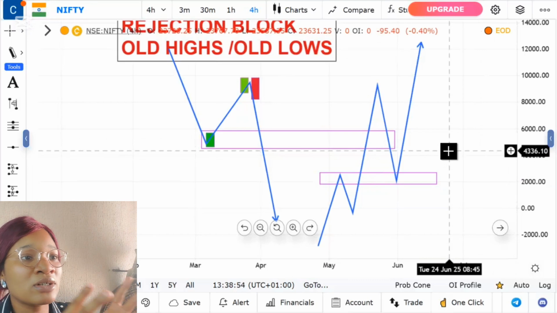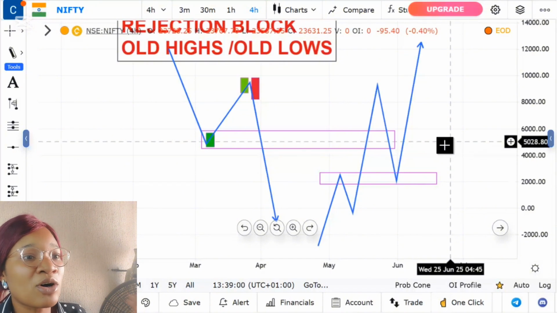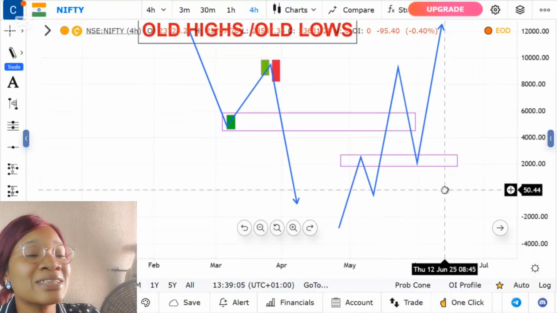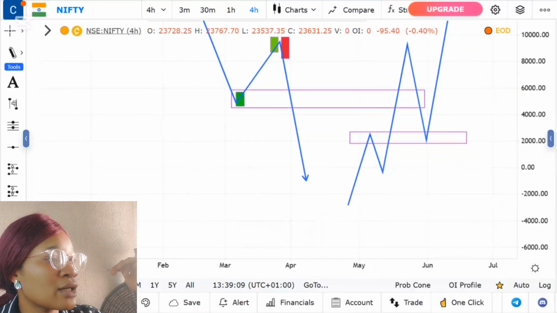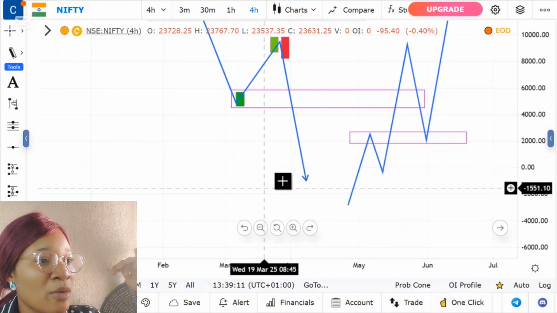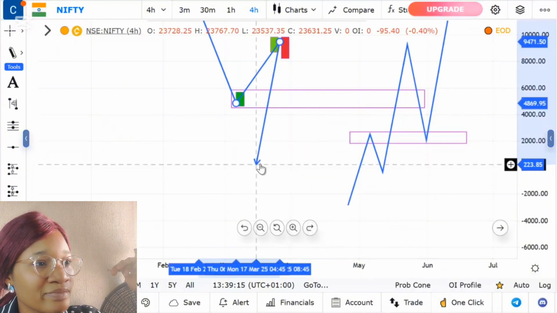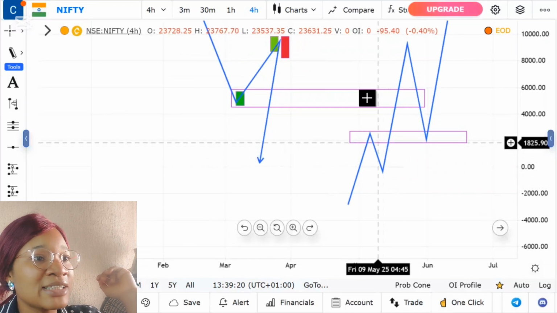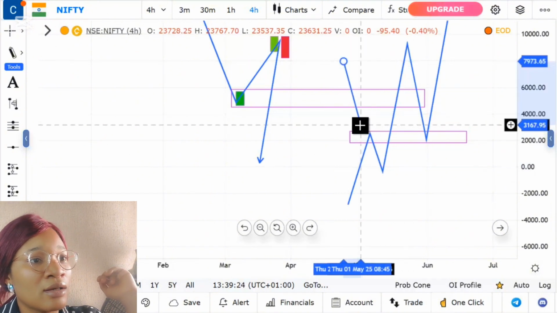But the most important thing about the mitigation block is that you are already in an existing trend. But in the case of a breaker block, price is actually trying to change that trend, right? So let's say we are actually coming from a downtrend. Let's use this example first.